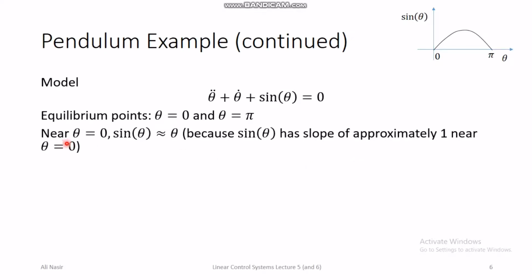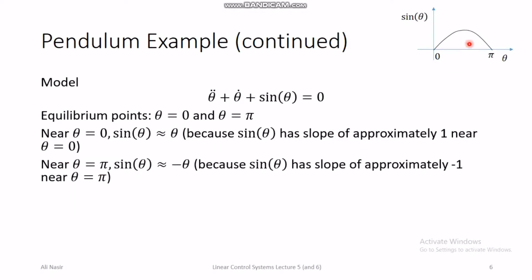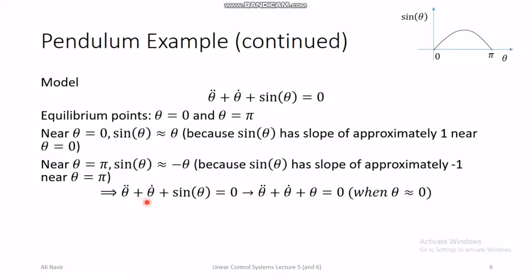Near theta equal to 0, sine theta is nearly equal to theta, because if I had to approximate this function with a straight line, it would be a straight line with slope 1. So if the slope is 1, then sine theta is nearly equal to theta. Near theta equal to pi, this line is coming down with the same slope as it was going up with, so the slope is approximately -1. So near theta equal to pi, sine theta is nearly equal to minus theta.